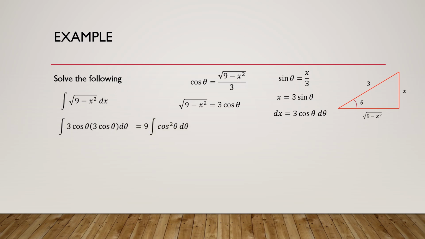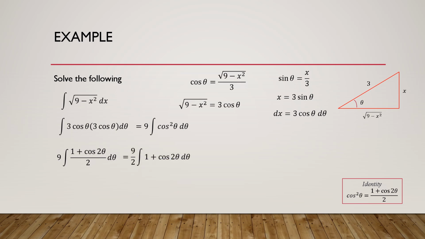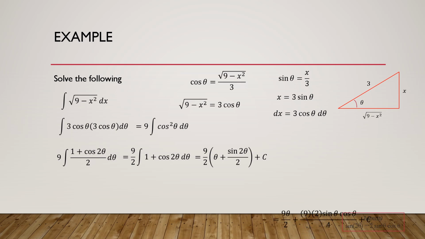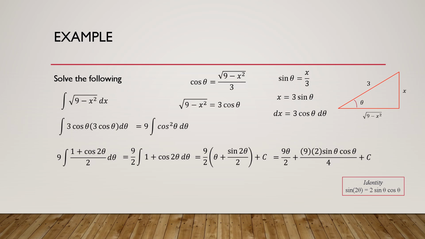When we simplify and remove the constant from the integral, we get 9 times the integral of cosine squared theta d theta. Next, we apply the identity cosine squared theta equals (1 plus cosine 2 theta) over 2. The 1/2 can be moved outside the integral to get 9 over 2 times the integral of 1 plus cosine 2 theta d theta. Next, we take the integral to get 9 over 2 times the quantity of theta plus sine 2 theta over 2, plus c. We now distribute to get the 9 over 2 and replace the sine 2 theta with 2 times sine theta cosine theta based on the identity.